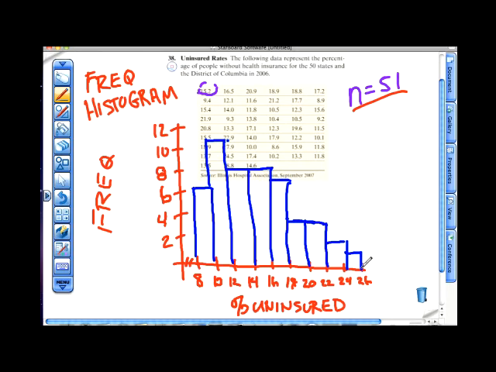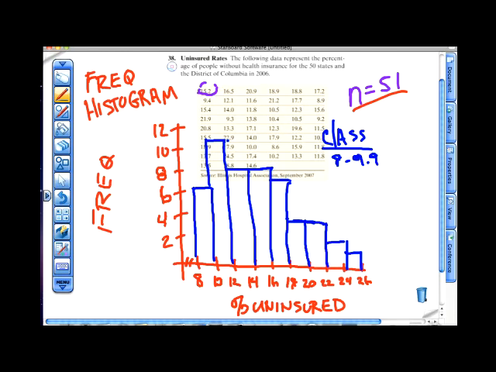Now note though, one thing about a frequency distribution that is a little tricky, especially with interval value classes, is that when you have the interval classes, let's go back and take a look at a few of them. So remember, our classes were 8 up to 9.9.